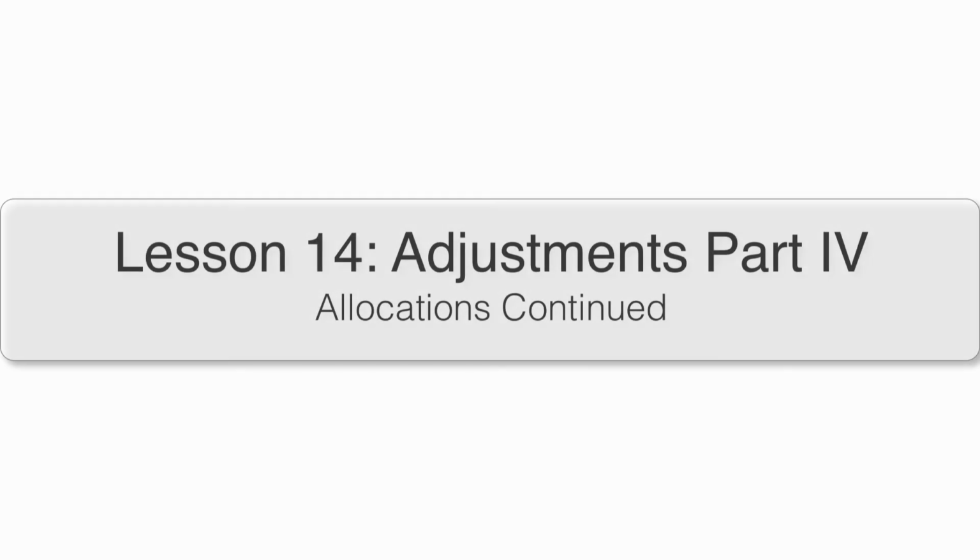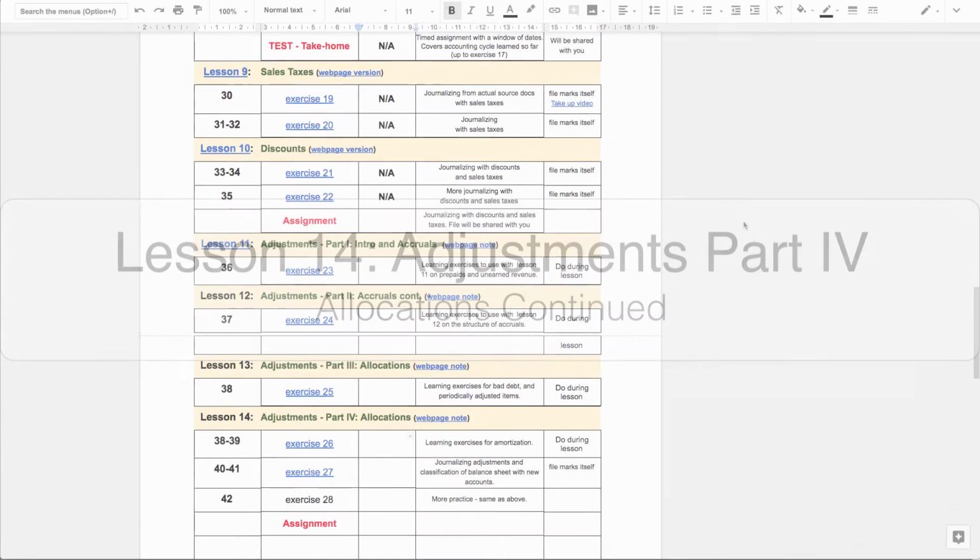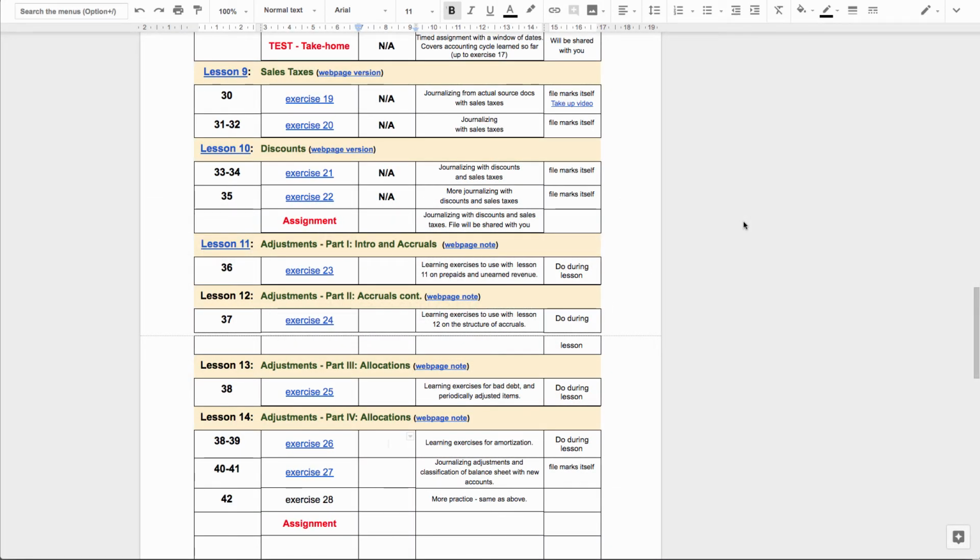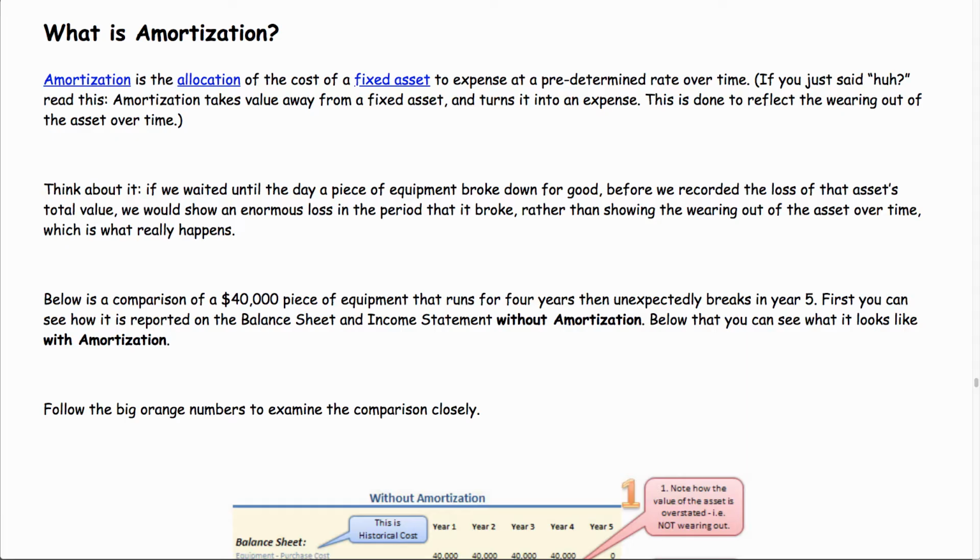Hey, so this is our last adjustments lesson, lesson 14. And in this lesson, we're going to talk about amortization, sometimes called depreciation. And what that is, if we switch to our more detailed note, amortization is our last allocation. In other words, where we arbitrarily decide that we're going to take asset value and turn it into an expense. And when it's called amortization, what you're doing it with is long-term fixed assets.